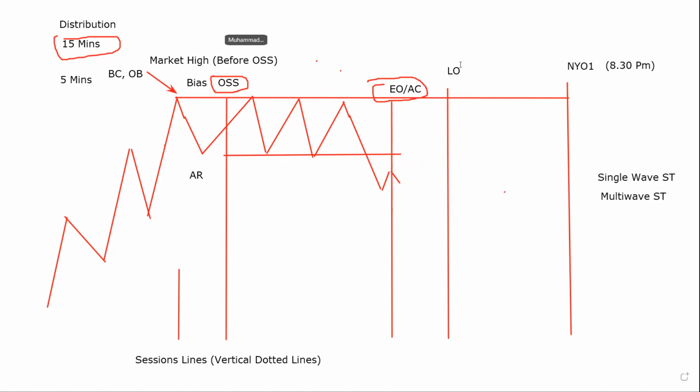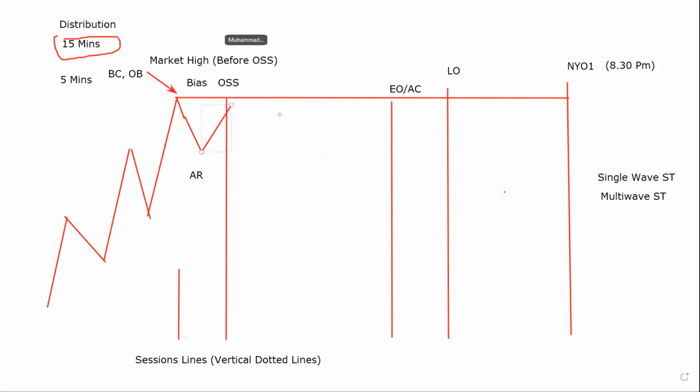Now, one more thing. Once you're done with this, we have this multi-wave and everything. This is the one situation. This one is the pure distribution structure. Now sometimes what you're going to see here is the price just goes up here, and then the price just goes down here.